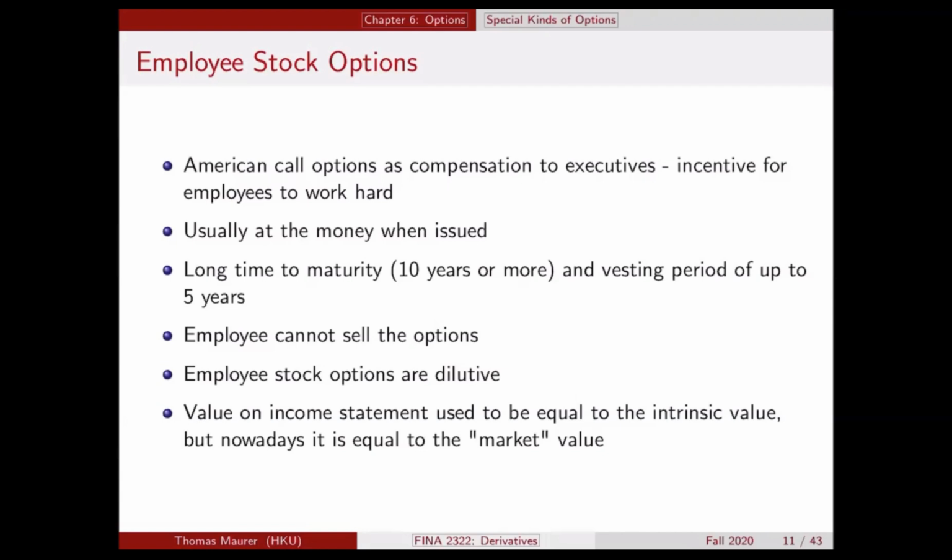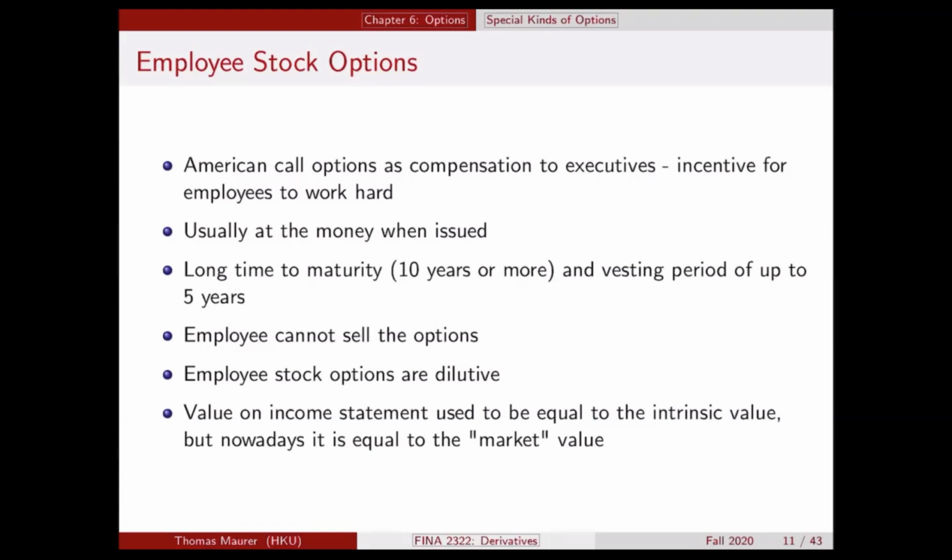So typically that would be for the CEO or other upper management, because their effort matters a lot for the actual company value. Employee stock options are similar to warrants and convertible bonds in the sense that once an employee exercises the employee stock options, then the company will issue new stocks, and therefore the number of stocks outstanding increases, which again has a negative dilutive effect on the stock price.